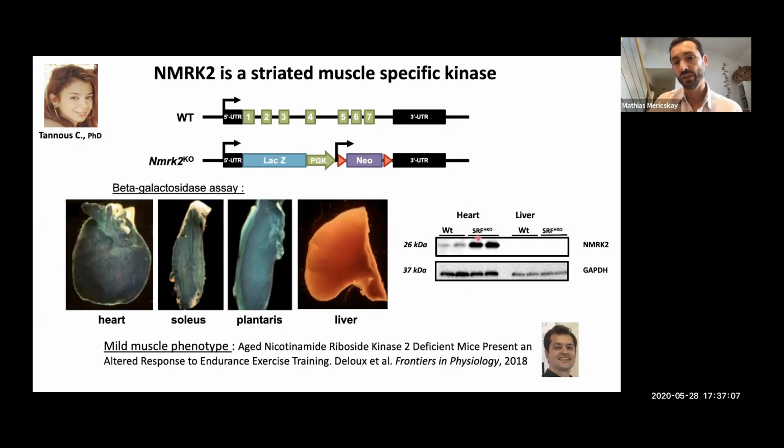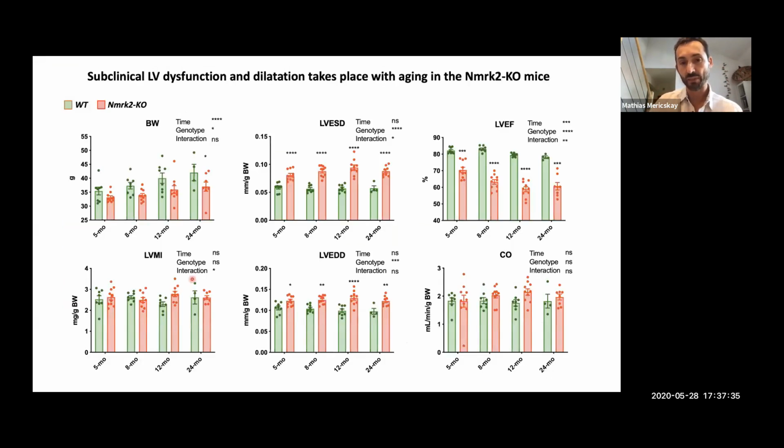Here it's just showing the level at baseline in the wild-type heart. As I told you, at baseline it is relatively low. Here it shows the robust induction of the protein in the context of the SRF knockout. The muscle phenotype of these mice, we have published a small study 2 years ago, is relatively mild. There are some minor changes in the adaptation to endurance exercise training, but nothing really major. So we mostly focused on the cardiac phenotype of these mice, and they happen to have one.